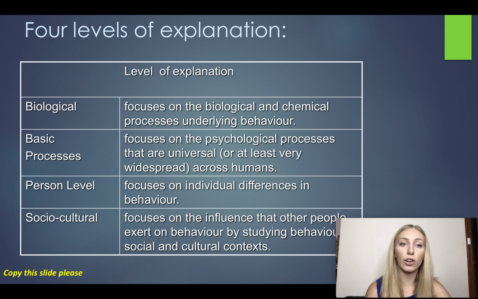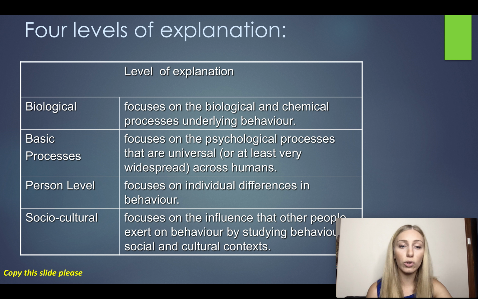So if we look at the biological level, this focuses on our biological and chemical processes. So this can include our brain structure, the drugs and medication that we use, our sensory receptors, our genetics, our heart rate, and even our hormones. The basic processes level looks at 2 main psychological processes, which are learning and our cognition, which includes our thinking and our memory. The person level looks at the differences within each of us as an individual. So this can look at our age, our sex, our class, and even our personality.